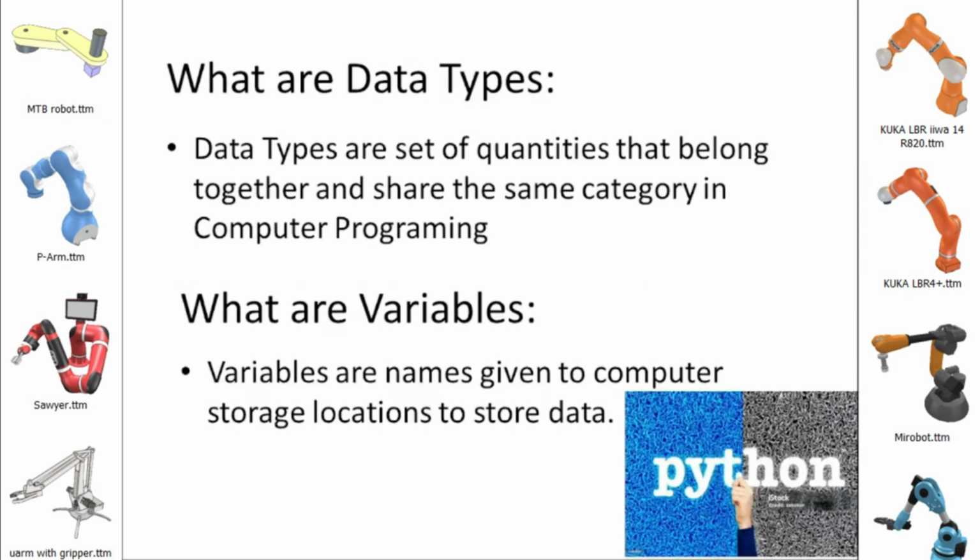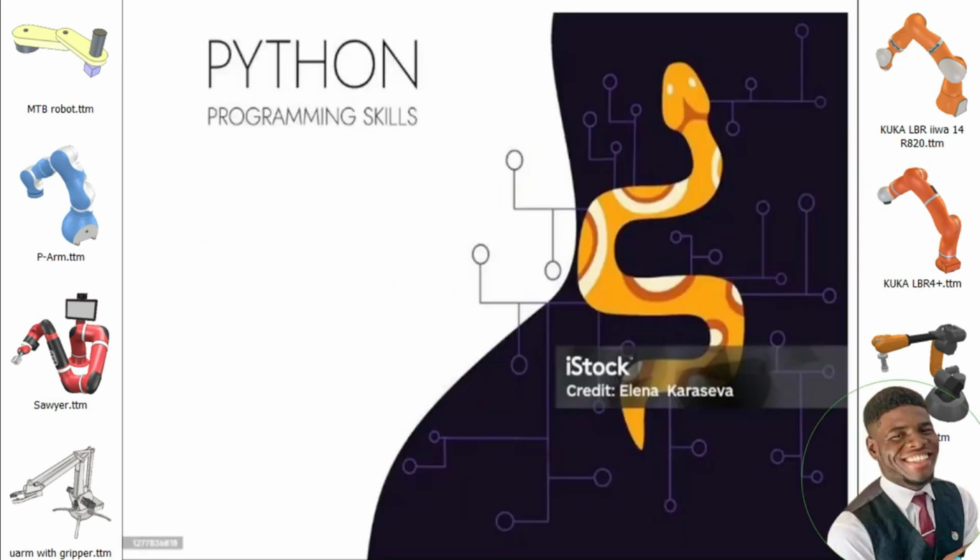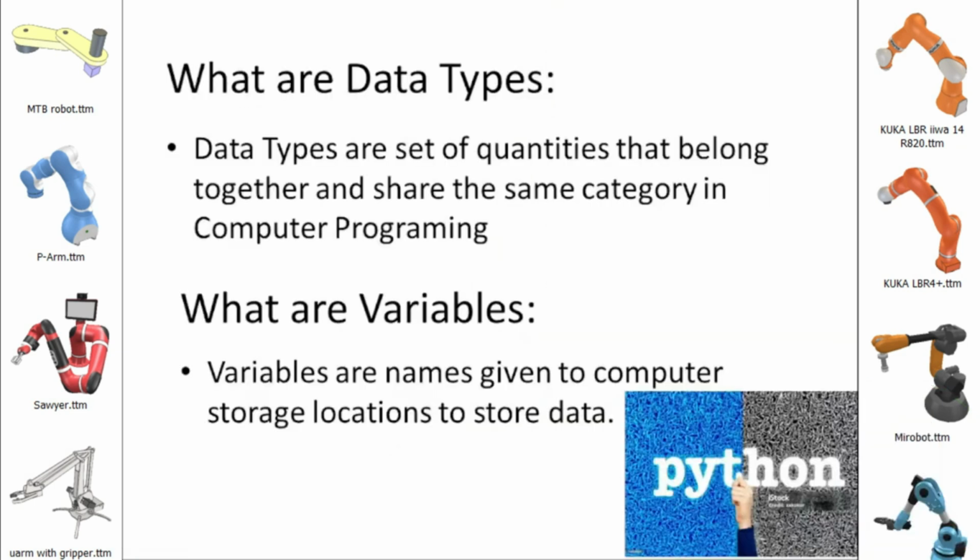So what are data types? Data types are a set of quantities that belong together and share the same category in computer programming. Quantities that belong together and share the same category, you can place them under the same strata or categories, are data types. What about variables? Variables are names given to computer storage locations to store data. That's basically what they are.